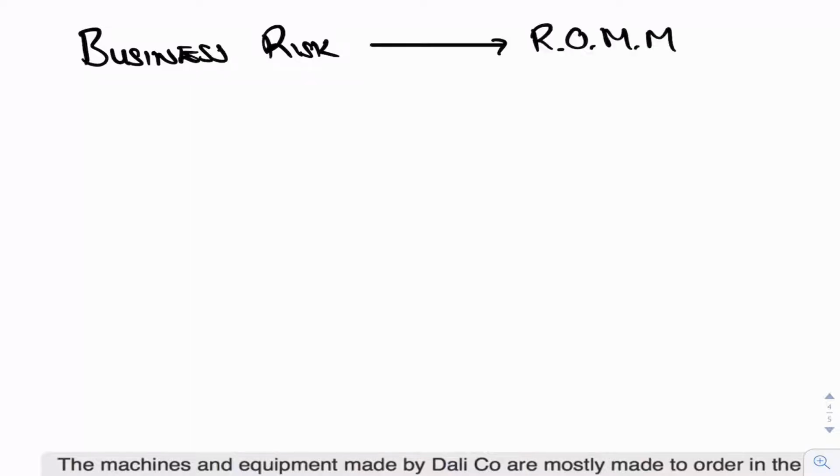Okay, so we just looked at business risk, and remember, business risk leads on to the risk of material misstatement, and that's what we're looking at here now, the risk of material misstatement.